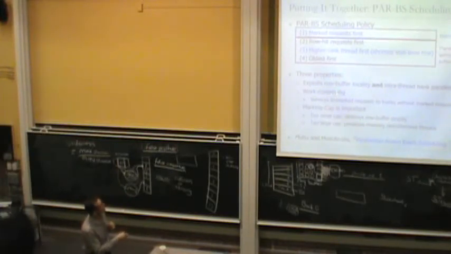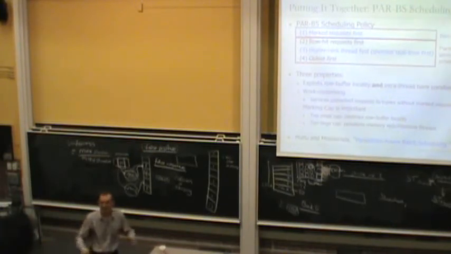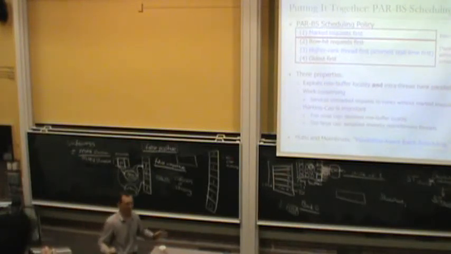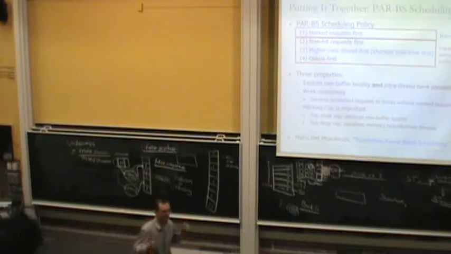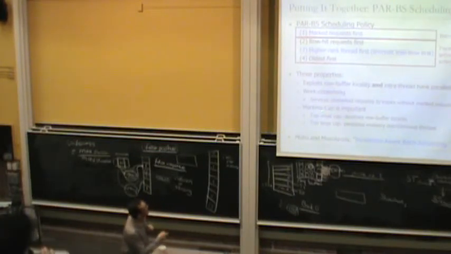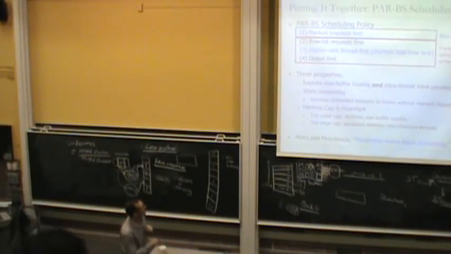So this is work conserving, which means that it's a priority order, right? If you have an unmarked request to a bank that doesn't have marked requests, you don't want to not service that request. You don't want to waste bandwidth, memory bandwidth, if you will. And marking cap is important. You can think about this and read in the paper also.